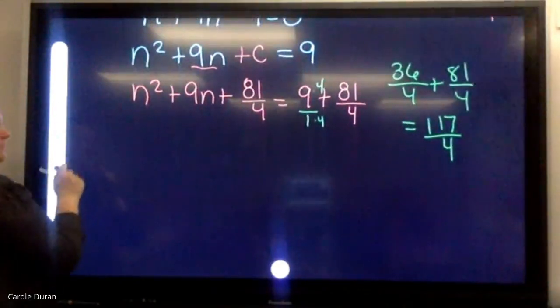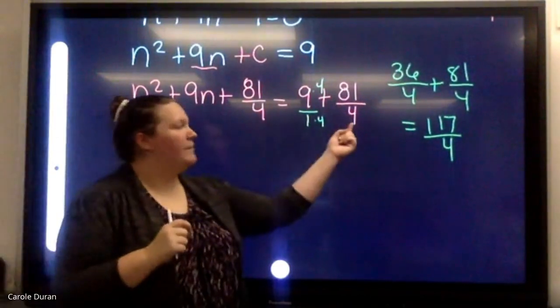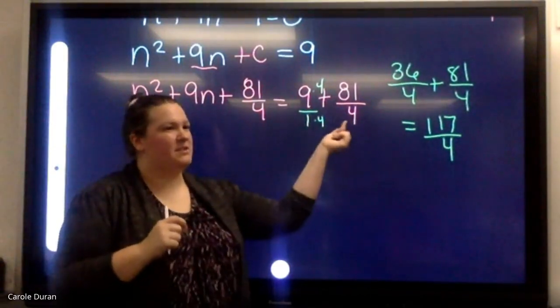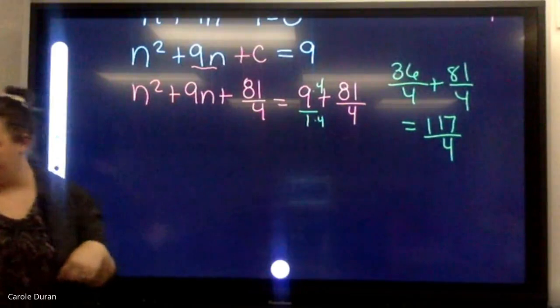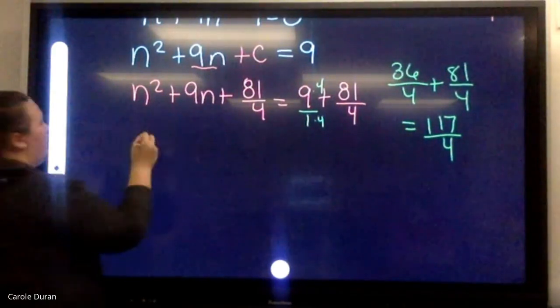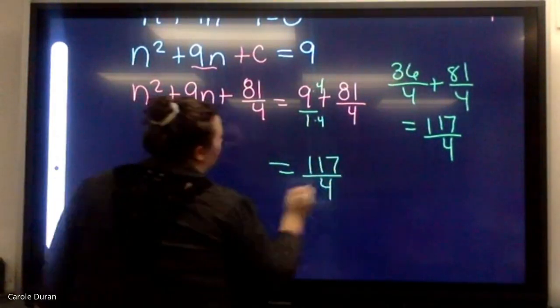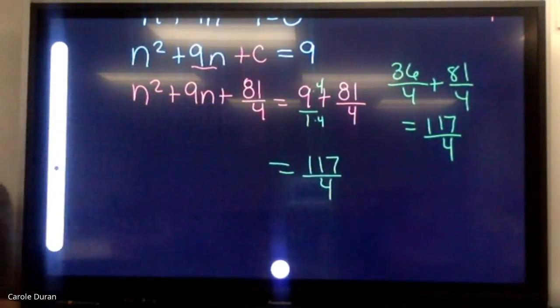Does it matter which denominator you multiply by? Well, I want it to match this one, so it's whatever this is that I multiply by. Every single time. Okay, let's go ahead and write this. I have 117 over 4 on the right. What about on the left? It's going to be n plus 9 over 2.